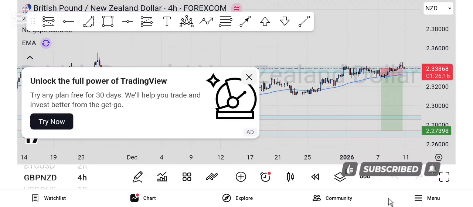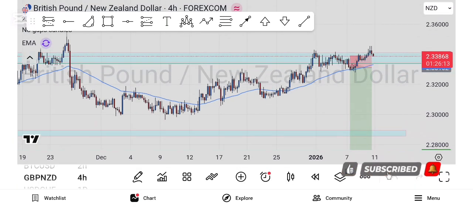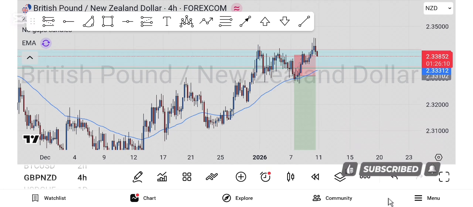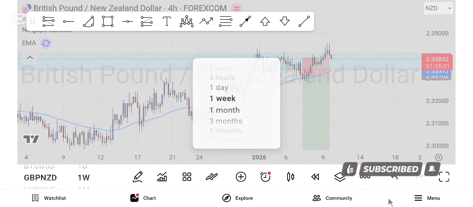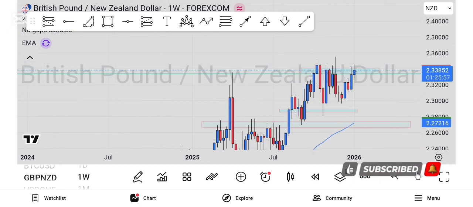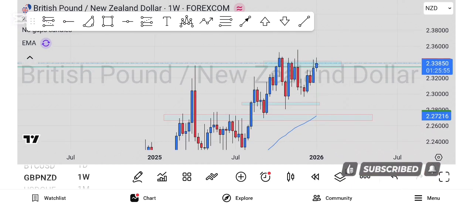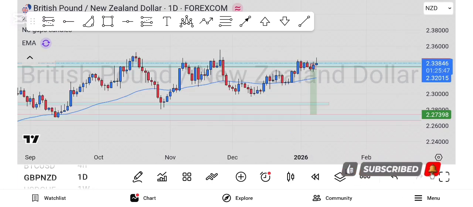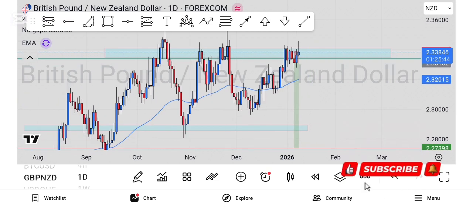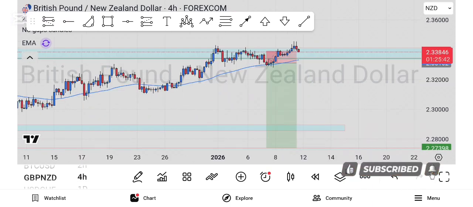So let's jump into the chart. First of all, let's look at GBP NZD. If you see on the weekly, we are very much bearish on the weekly. On the daily too, we are very much bearish. And then the 4 hours, but we got stopped out.